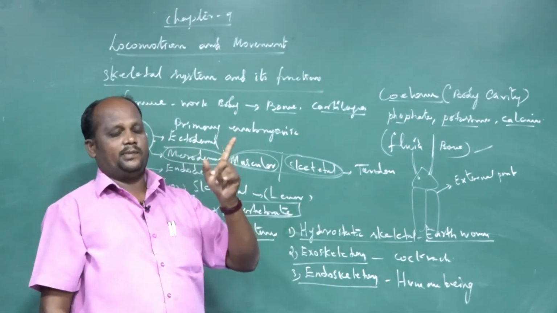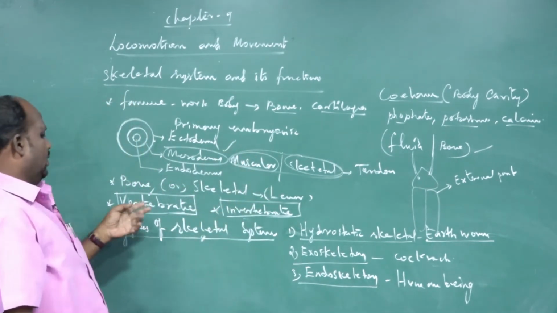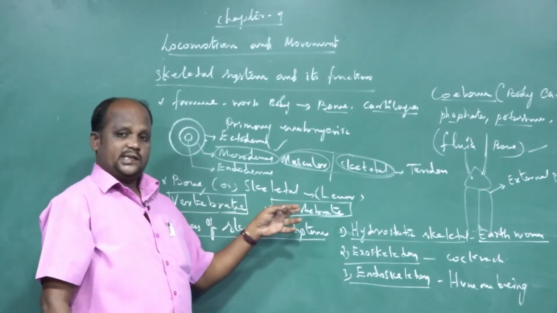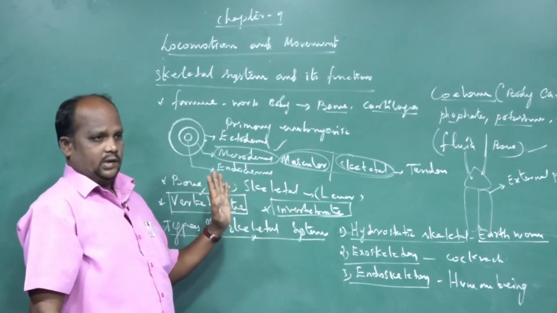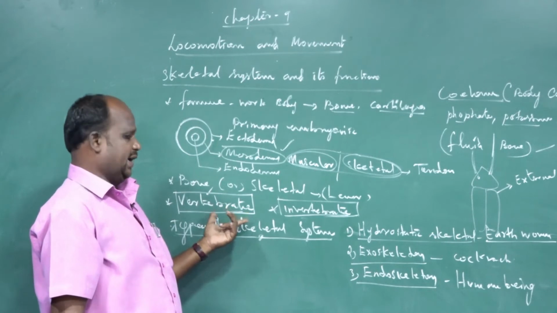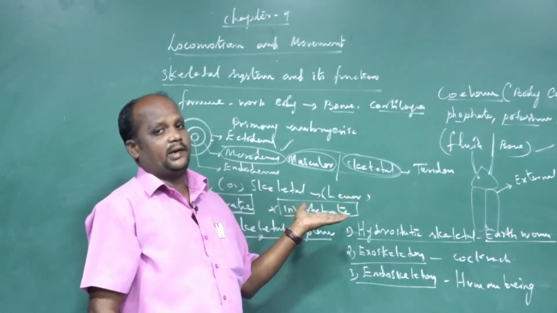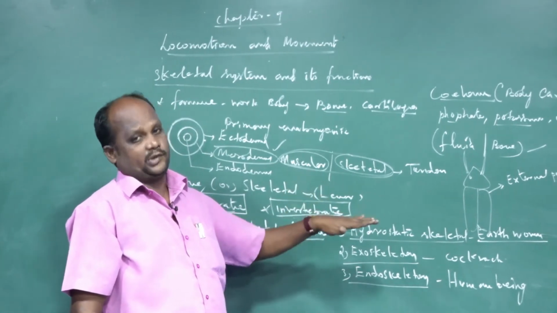So we understand now, throughout the animal kingdom, animals are classified into two categories. One is vertebrate. Second one is invertebrate. Vertebrate means the presence of backbone, spinal cord and pharyngeal gill slit. Invertebrate means the backbone, spinal cord and pharyngeal gill slit may be absent.